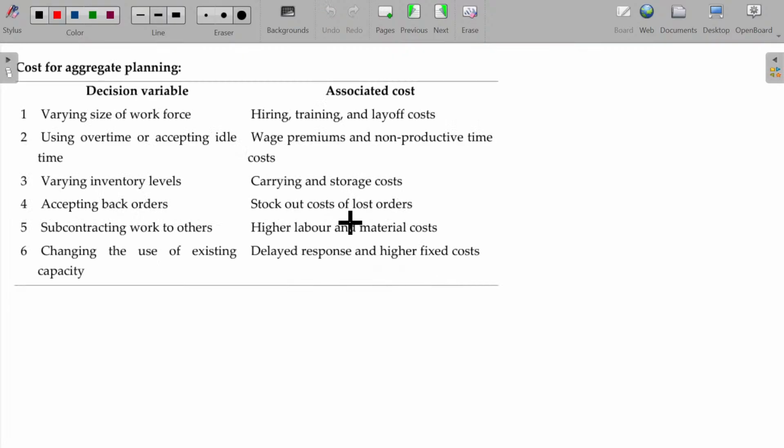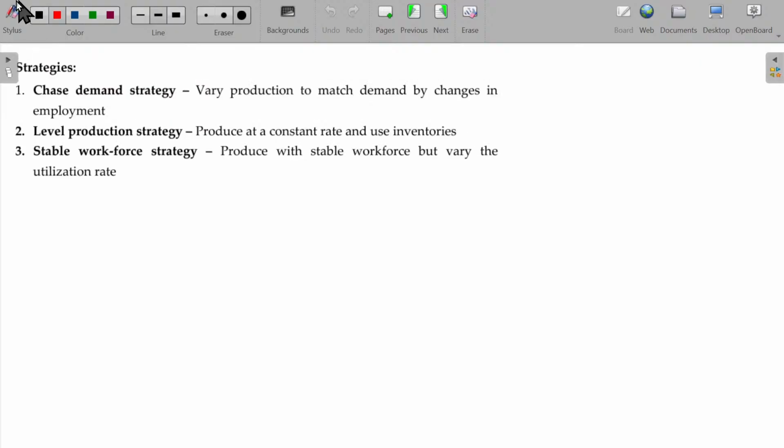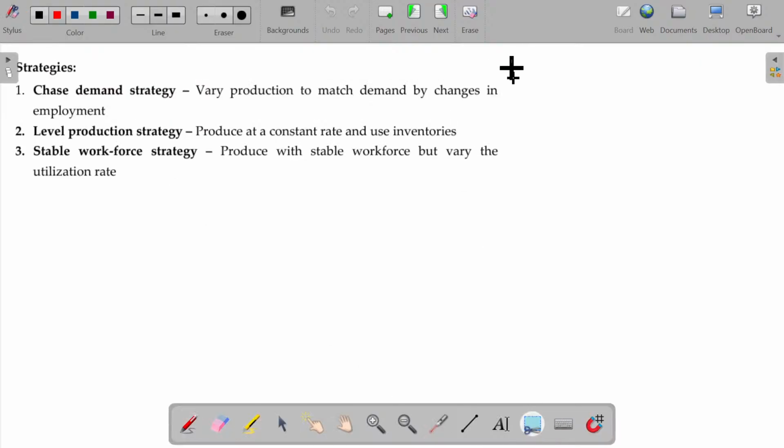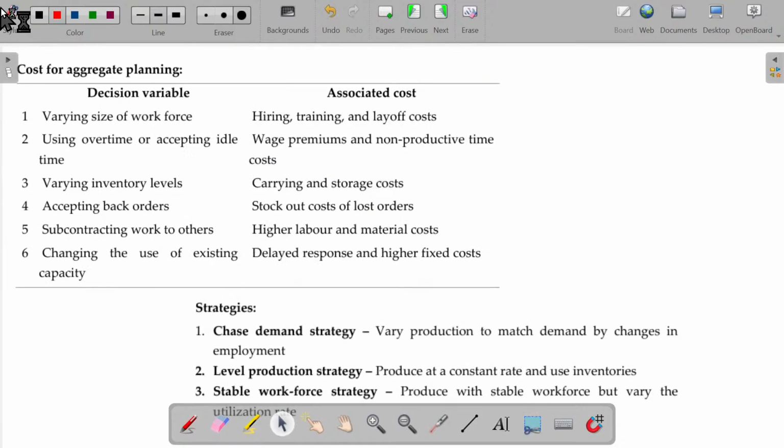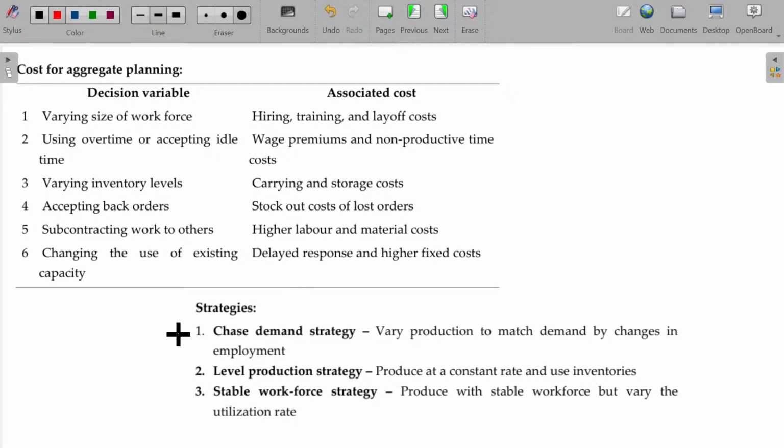Now, what about the decision variables you have? As per these strategies, what are the decision variables? See here. Chase demand strategy: vary production to match demand by changing the employment. When higher demand is there, we can recruit additional employees. When the demand is lesser, we can send employees out. Varying the size of the workforce is nothing but hiring and firing.